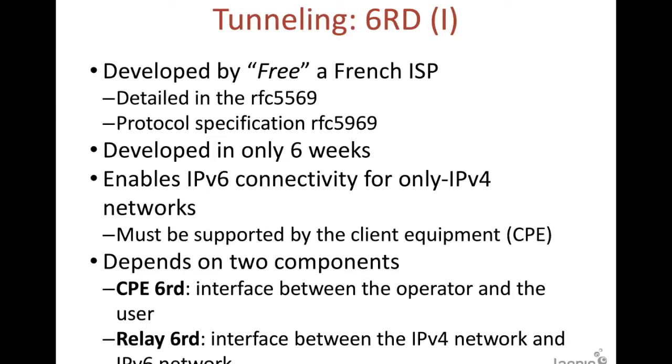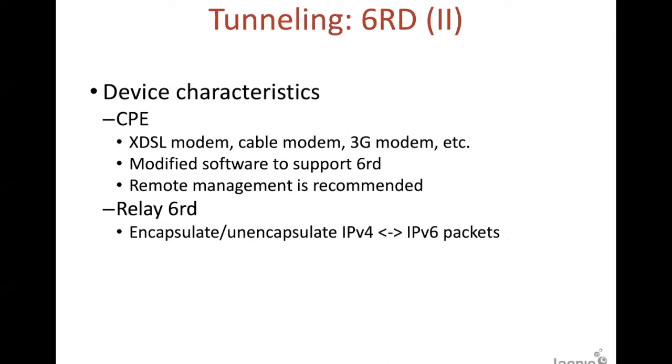Basically, they took another transition mechanism, which was 6-to-4. They worked on that transition mechanism and developed 6RD. To implement 6RD, you need a CPE which supports 6RD, and another device in the core of the network, which is called Relay 6RD. The Relay 6RD basically takes very few commands that you are going to put in a router. The CPE can be anywhere: in an xDSL modem, in GPON, in cable modems, in 3G, 4G, in almost any device. And for the Relay 6RD, basically any router is able to do it. The work is to encapsulate and decapsulate packets.